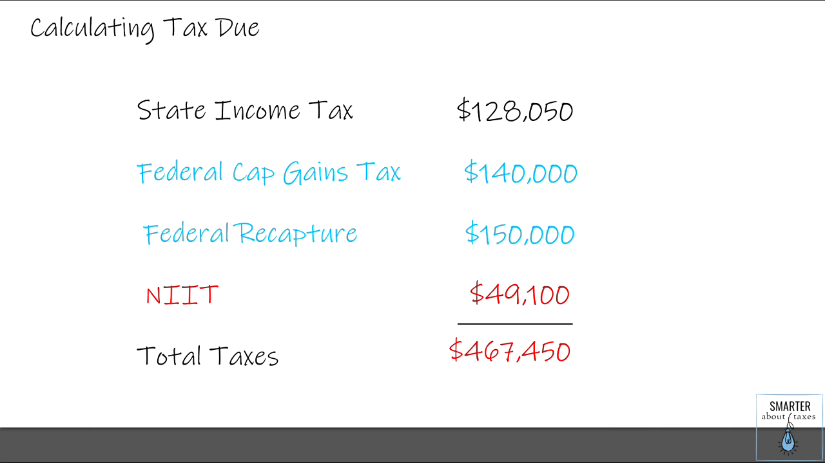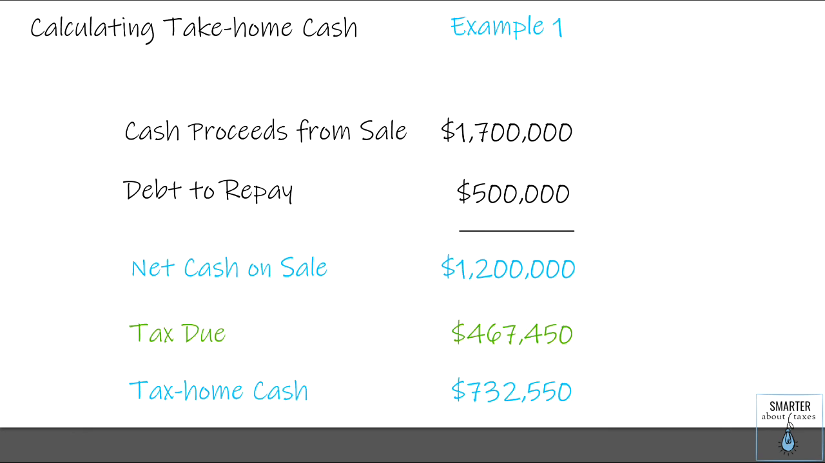Okay, total all that up. State income tax $128, federal capital gains, federal recapture, net investment income tax, for total taxes of $467,450 in this example. The reason we're going through this, I'm going to show you two examples. One is get back to that refinance and show you what our net tax is.